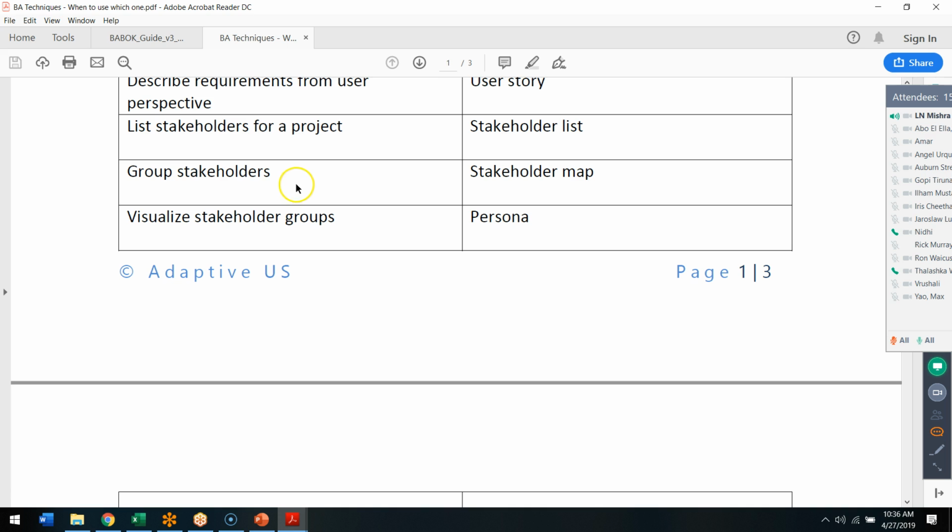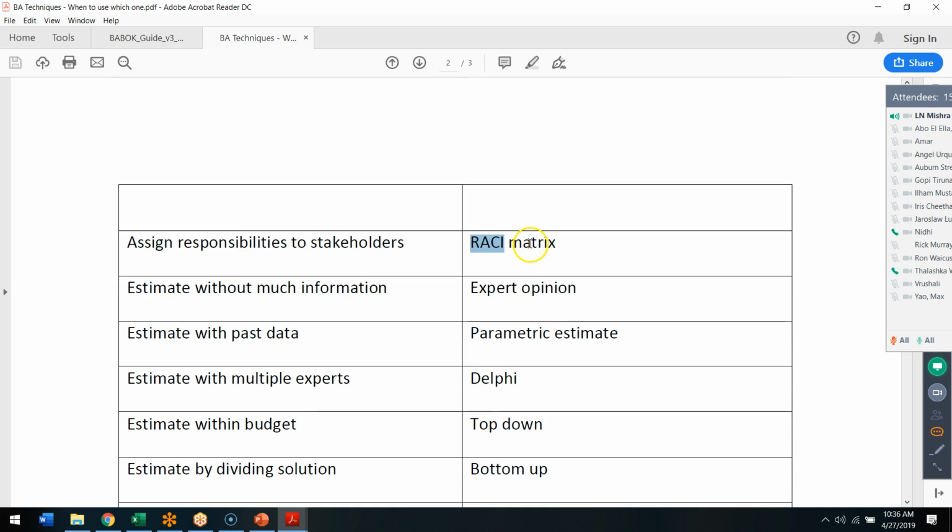Then you want to group stakeholders based on some characteristic, stakeholder map. You want to visualize a stakeholder group, persona. Assign responsibilities to stakeholders, RACI matrix. Estimate without much information, expert opinion.